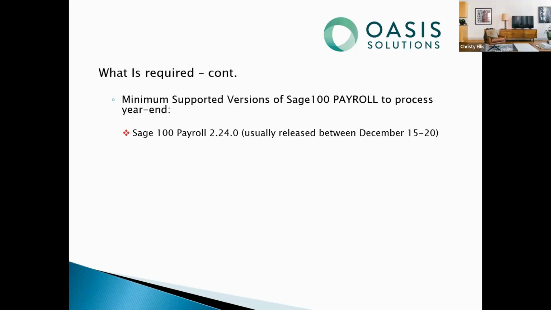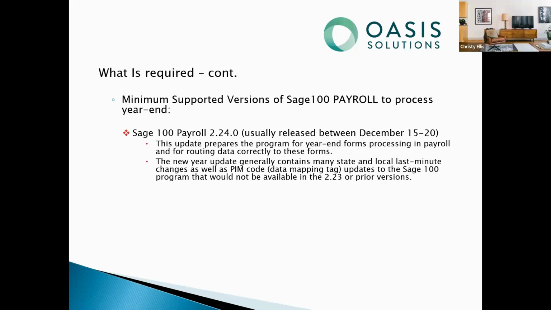On the Sage 100 side, you also need to have payroll version 2.24 installed. Usually that's released sometime between December 15th and 20th. I haven't received a specific date on that yet, but that should be forthcoming pretty soon. They will release that, and that's going to be a requirement.